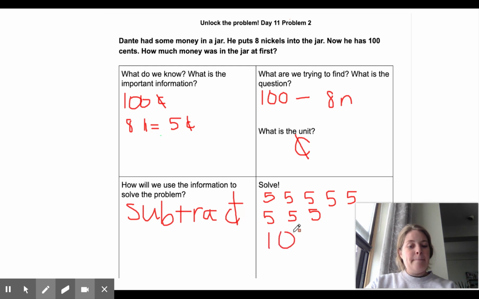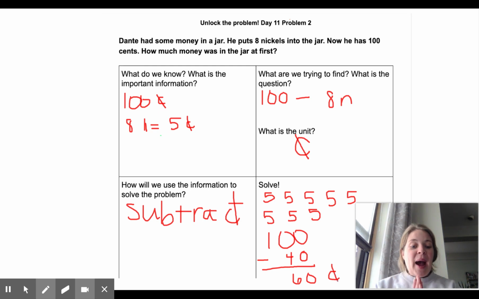100 minus 40. What is that? That is 60 cents. And again, that should be something that you can do quickly in your head because it is all friendly numbers, 60 cents. But the problem is not done.